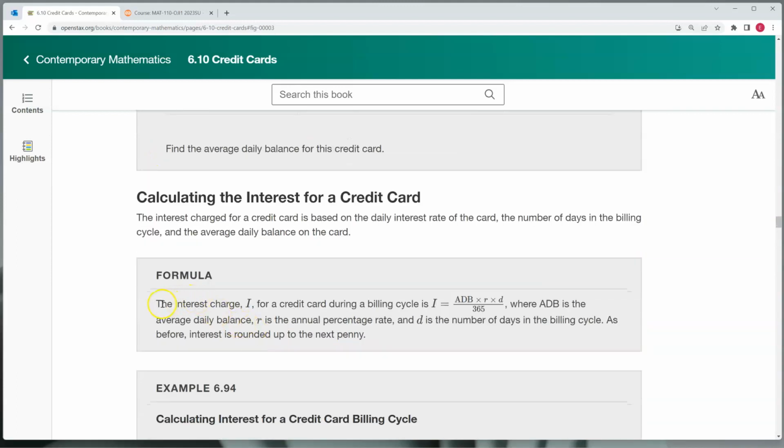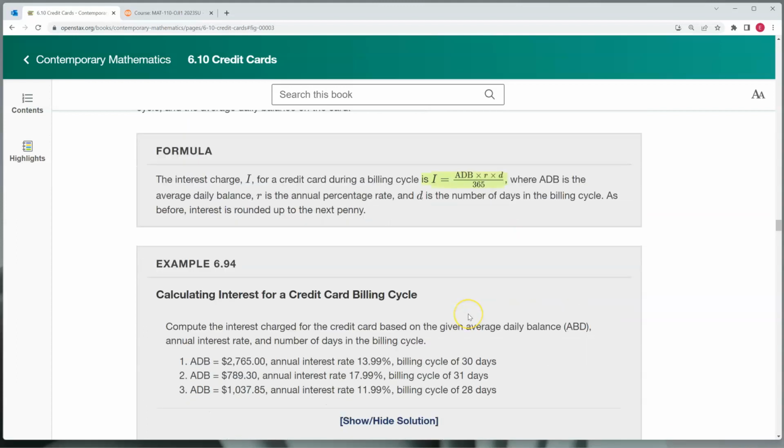But let's keep moving on to the interest charge for a credit card during a billing cycle, and that's given by this formula. ADB is the average daily balance times the rate times the days divided by 365. Some billing cycles have 30 days, some have 31 days, and of course we round up to the next penny. So average daily balance times the rate as a decimal times the number of days in the billing cycle divided by 365. So we're kind of balancing this out on a daily basis in that case.